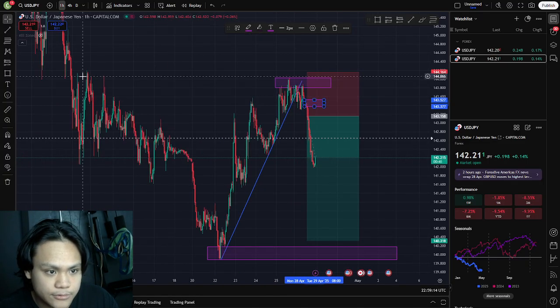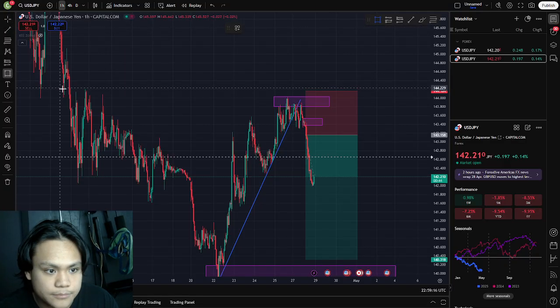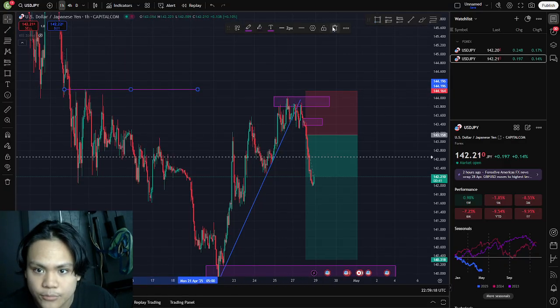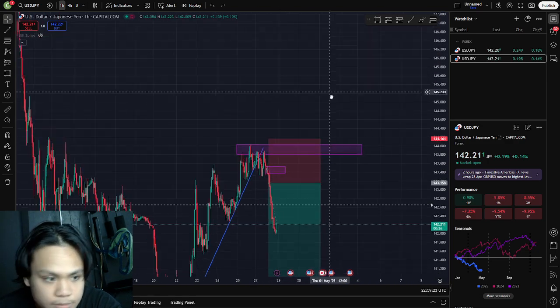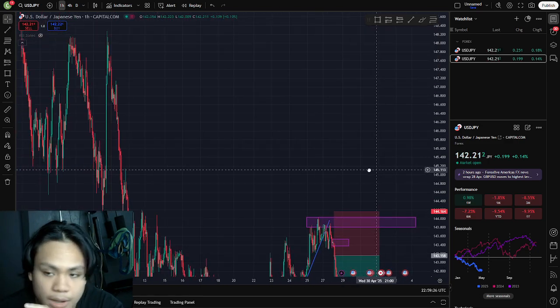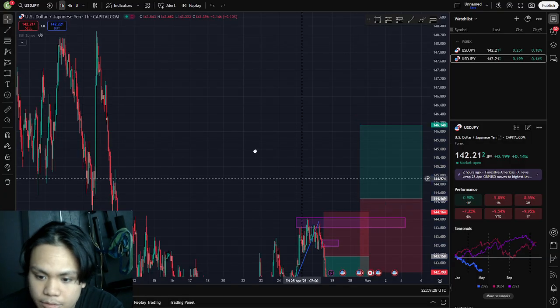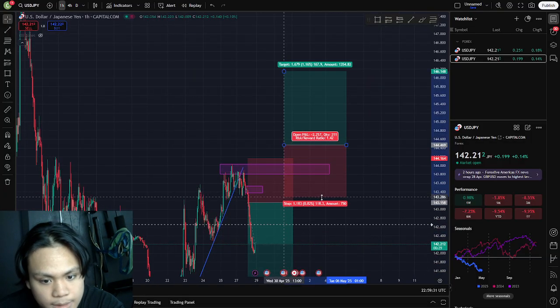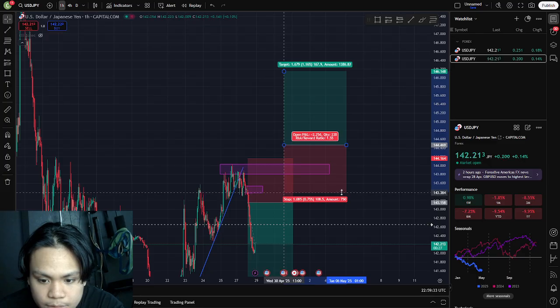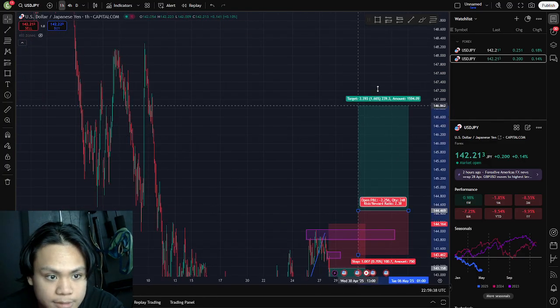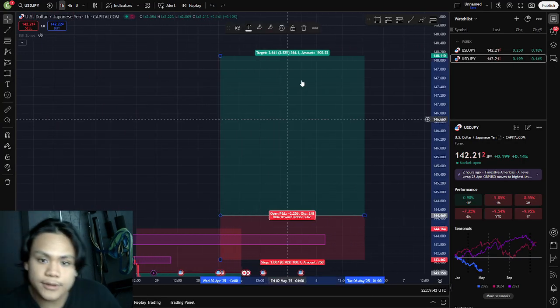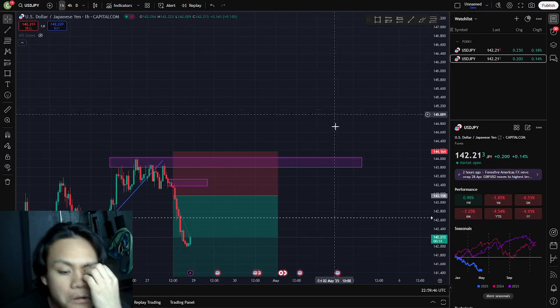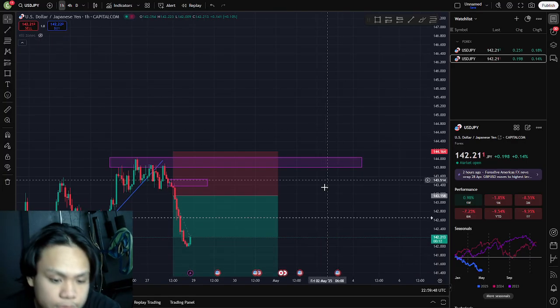Unless it breaks this. Again, if it breaks this over here, or it breaks this one right here. Actually, this one. If it breaks this, retest, I'm buying. I don't care. Let's say buy over here. How much can we make? Let's say around 100 or 150 pips. It really depends on how the price action moves, and I could make around 1:3, so around $120.